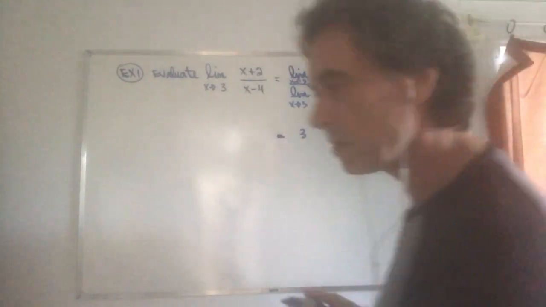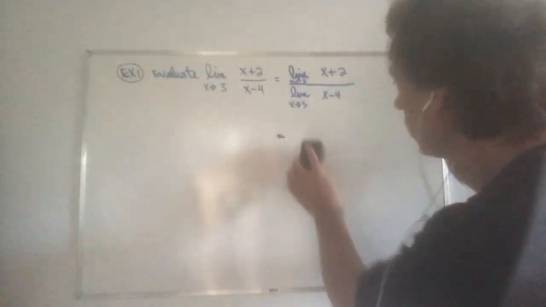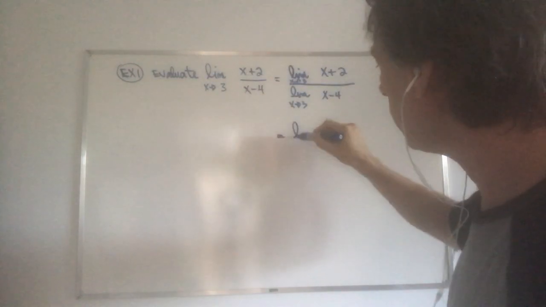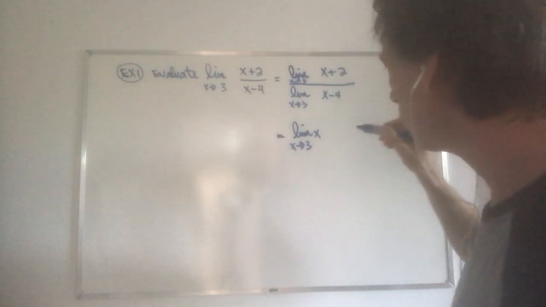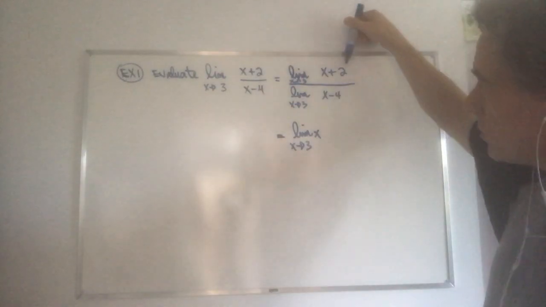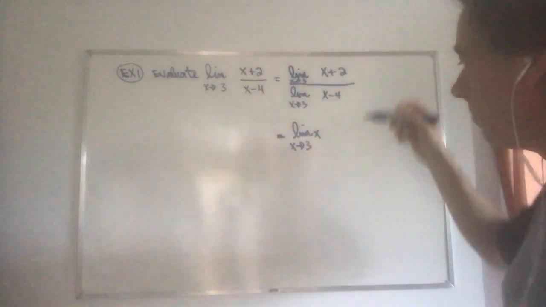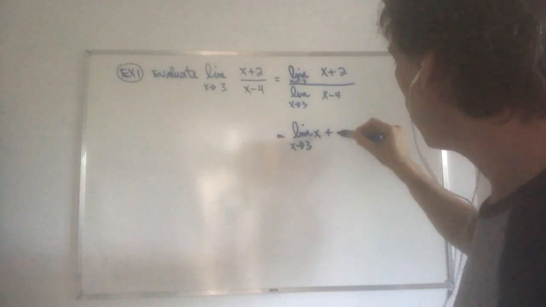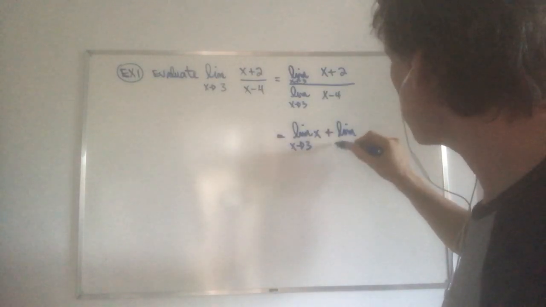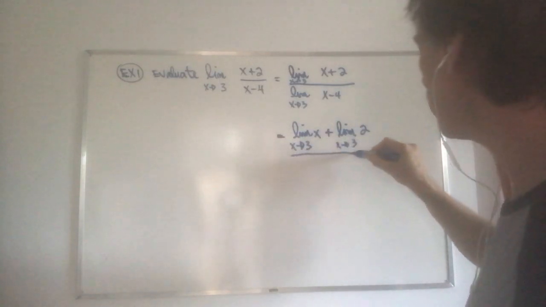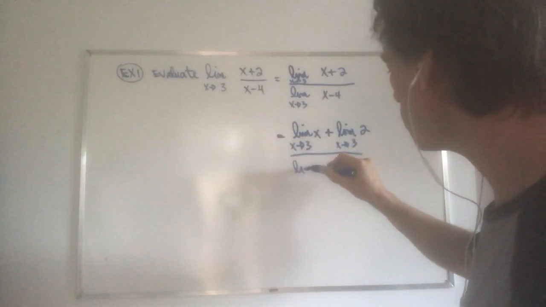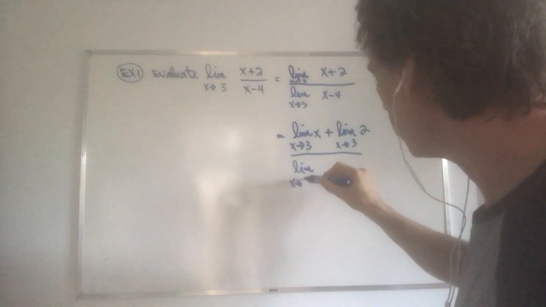Or perhaps I can do something even better. I can use the fact that this is a sum and break it in two. So the limit as x approaches 3 of x, right? The limit of f plus g is the limit of f plus the limit of g. So the sum rule. And that's plus the limit as x approaches 3 of 2. That will allow me to focus on at least one other rule that actually matters.